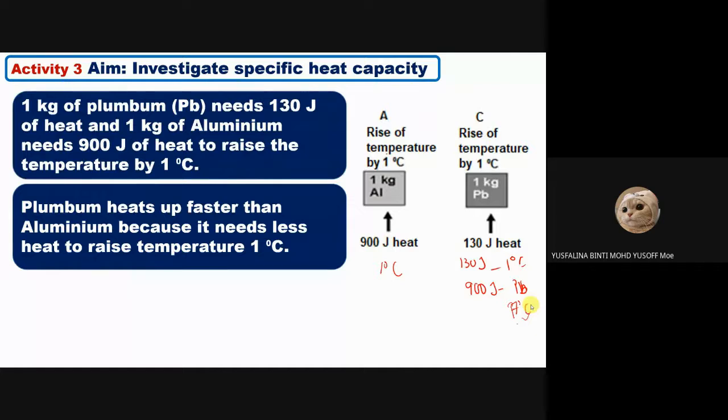So what does it mean? What does it mean by 1 kg of plumbum needs 130 joule of heat and 1 kg of aluminium needs 900 joule of heat to raise the temperature by 1 degree Celsius? So I just explained just now, you give 900 joule to aluminium, it increases 1. If you give 130 joule to the plumbum, it increases 1. But if you give 900 joule to the plumbum, it will increase almost 7 degrees Celsius. So it means plumbum heats up faster than the aluminium.